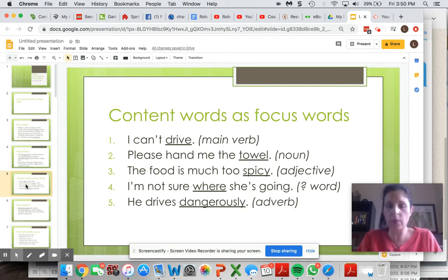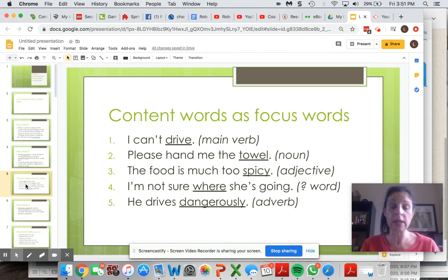We did these as homework. Number 1, drive is the main verb of the sentence, and that's our focus word here. I can't drive. Did you hear the pitch change? I can't drive. Number 2, the word towel is a noun. Remember, nouns are persons, places, or things. Please hand me the towel. The pitch went up and down, and on towel, the vowel sound was long and clear.